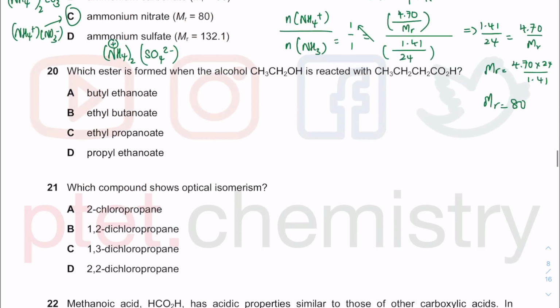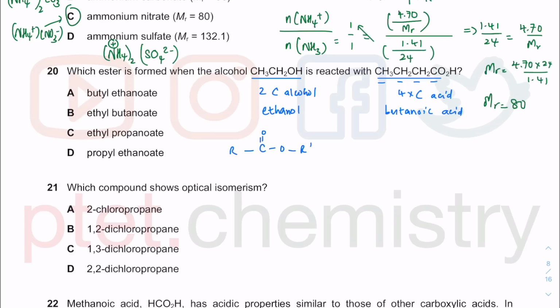Question 20. Which ester is formed when you have this alcohol and when you have this acid? This is a 1, 2, 3, and 4, so this is a 4-carbon acid. It's called butanoic acid. So you should know how to name esters. This is a 2-carbon alcohol. This is called ethanol. When you have an ester, you will have C double bond O, R and R dash.